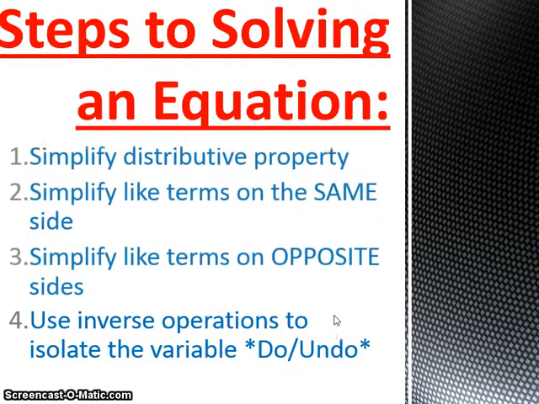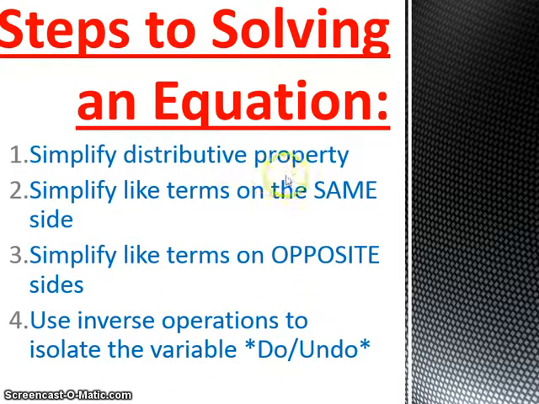of solving an equation. There are 3 steps that can be taken before using inverse operations to isolate the variable, and they are, in this order, to simplify the distributive property, to simplify like terms on the same side, to simplify like terms on opposite sides, and then to use inverse operations to isolate the variable. Today we will practice and focus on the second step and include the first step in the process.